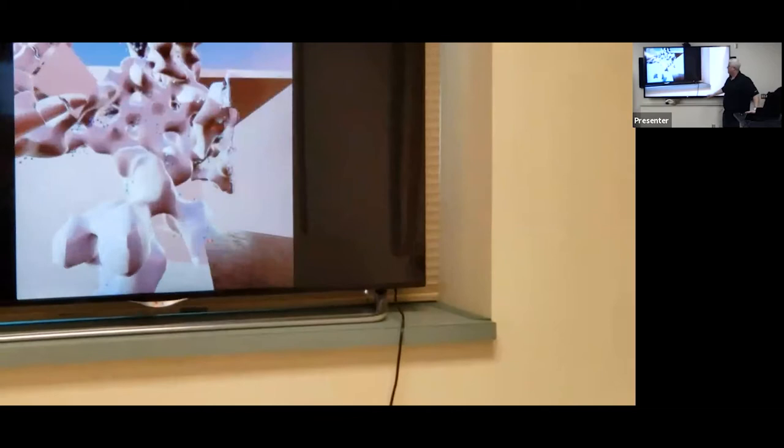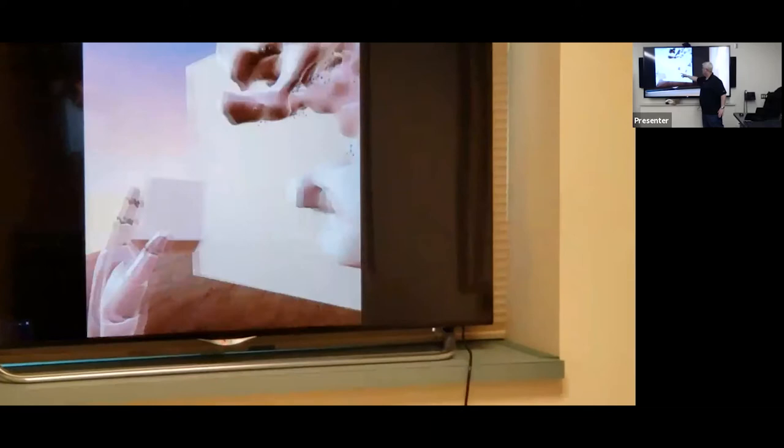So there's the clipping plane. He's slicing the structure, all of it in this case. He's now using a little cube, and he can peel away just the outer surface by pushing that cube into the structure.